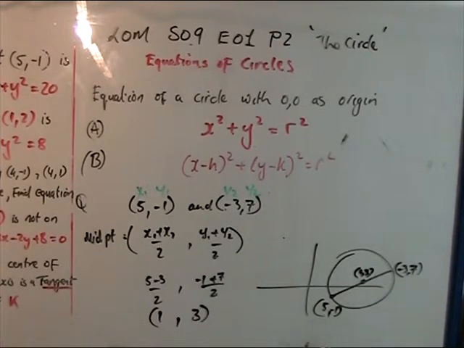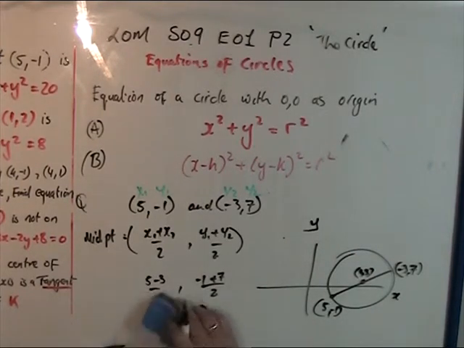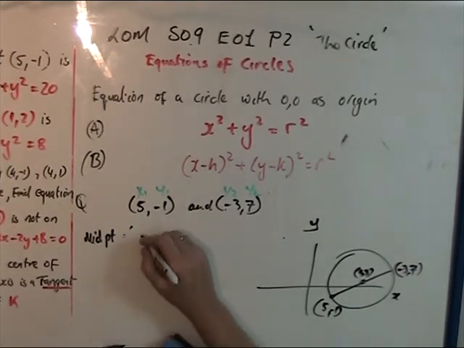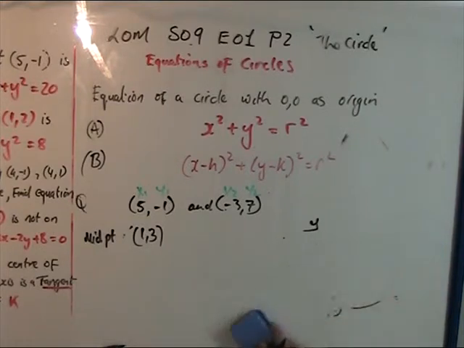If you can visualize it without looking at this: that's the y-axis and that's the x-axis. So the midpoint is (1, 3), and you would state that. Okay, so the midpoint is (1, 3), and now I have to find the length of the radius.